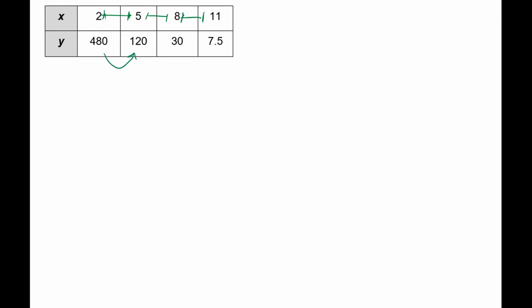480 to 120, that would be times 1/4. 120 to 30, times 1/4. 30 to 7.5, times 1/4. Yes, all three of those are the same. It's changing by a set multiple. Therefore, yes, once again, this displays exponential behavior, and somewhere in this function you would see 1/4 to the x power. I say somewhere because there might be a number out front, like 5 times 1/4 to the x power. I don't know for sure based on this simple analysis of it.